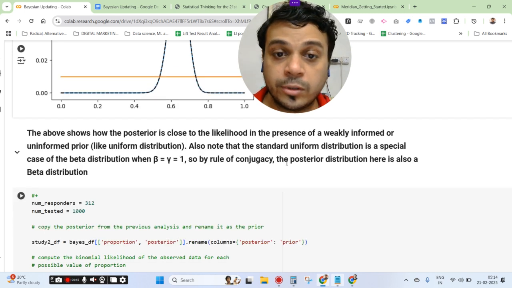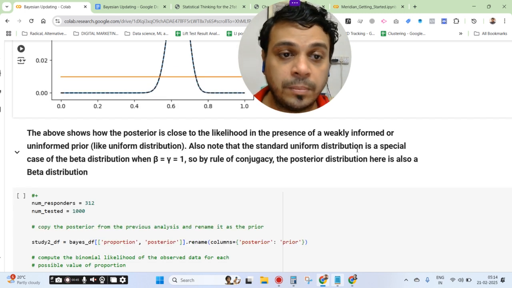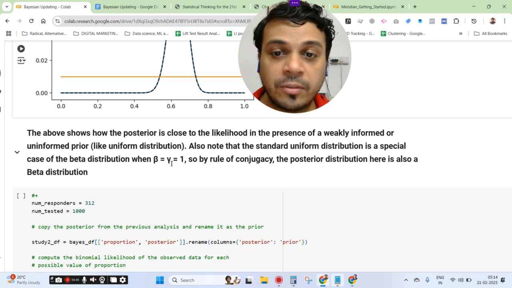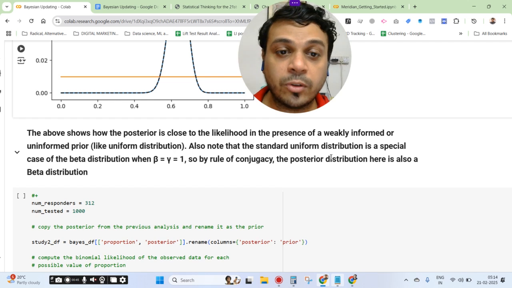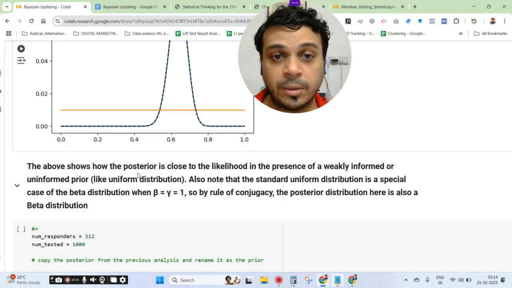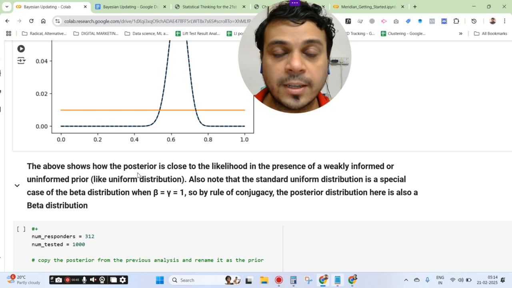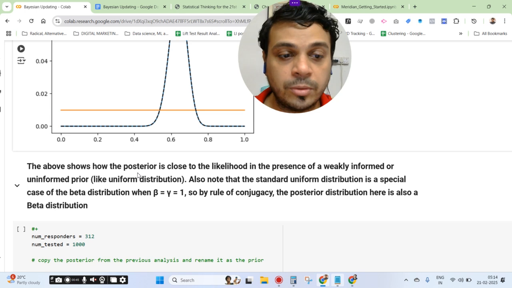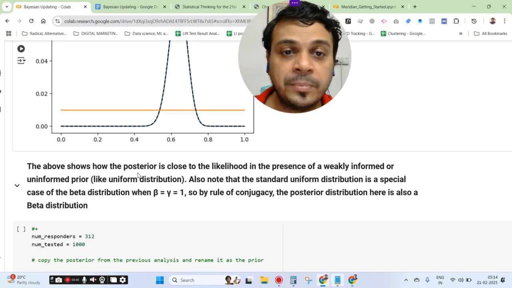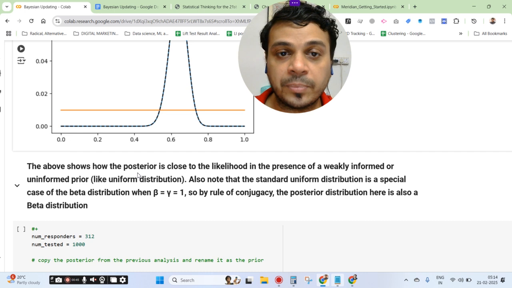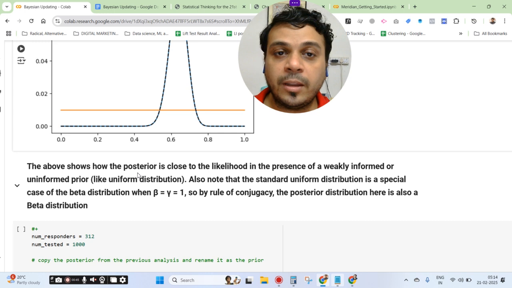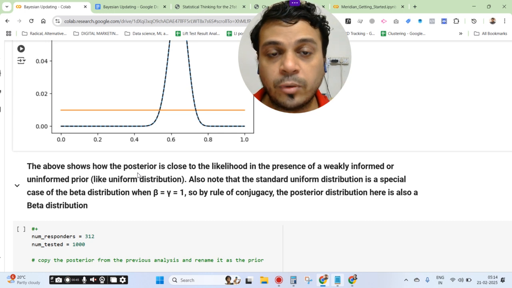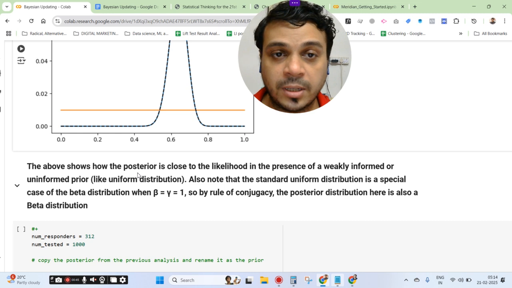uniform distribution. Also note that the standard uniform distribution is a special case of the beta distribution, when alpha is equal to beta is equal to 1. By the rule of conjugacy, the posterior distribution is also a beta distribution. There's something called conjugate priors. Suppose the likelihood distribution has been chosen as binomial; then the conjugate prior would be a beta, and you would also have the posterior distribution as beta as well.